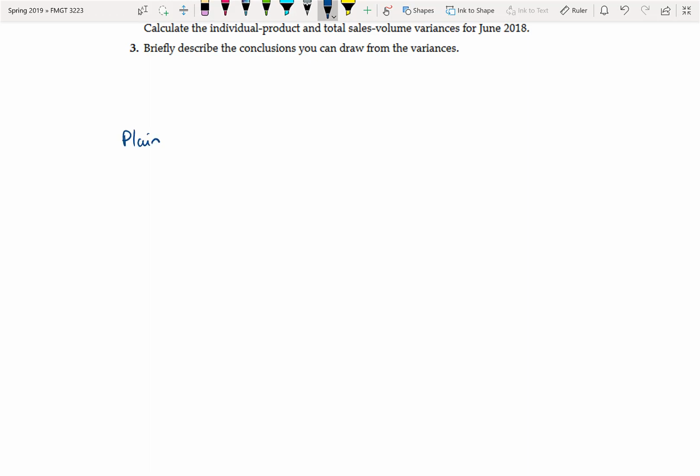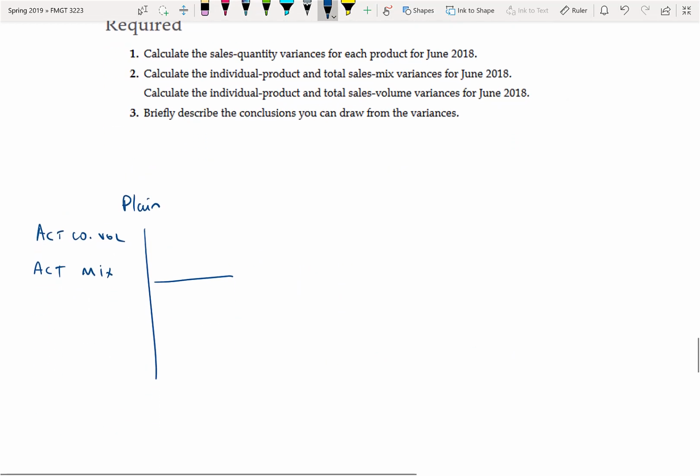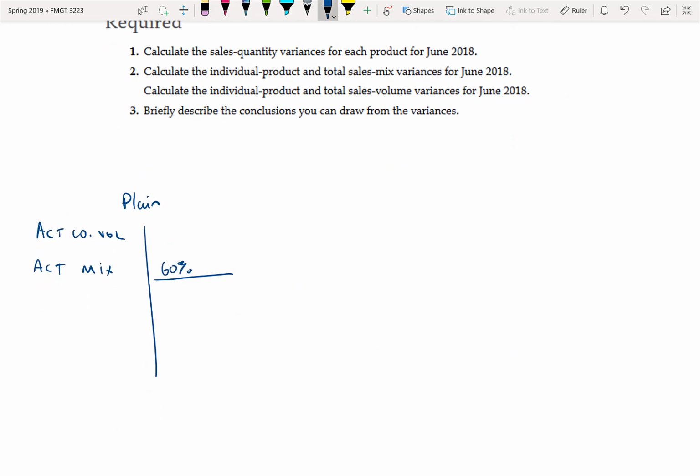If we're looking at plain, what we are told is that the actual company volume is unknown. We don't know what that is. We do know that the actual mix is 60%. So we are told that this is 60%, and that will help us soon enough. But for now, we don't know much more than that. Our actual product volume is not known to us either. What we do know is that the standard contribution margin is $2.